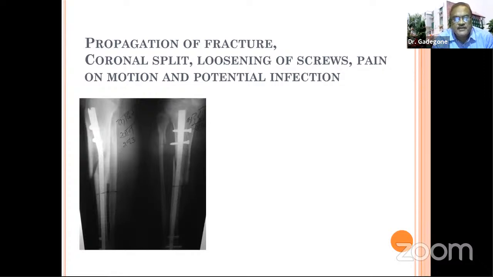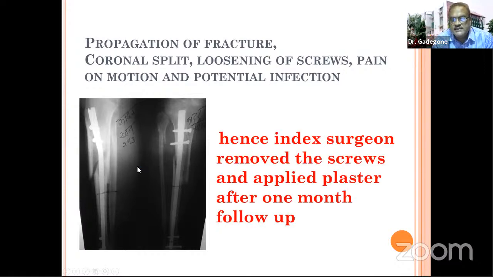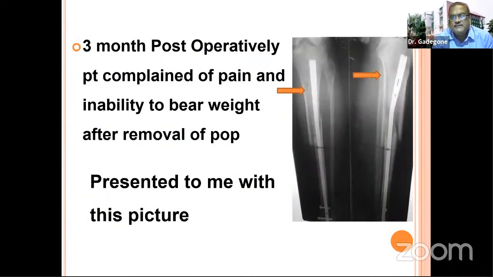So propagation of fracture, coronal split, loosening of the screw, pain on motion and potential infection. Hence, the index surgeon removed the screws and applied plaster for 1 month. That is his theory. I don't know why it was done like this. And 3 months post-operatively, the patient complained of pain and inability to bear weight after removal of POP and presented to me with this picture.